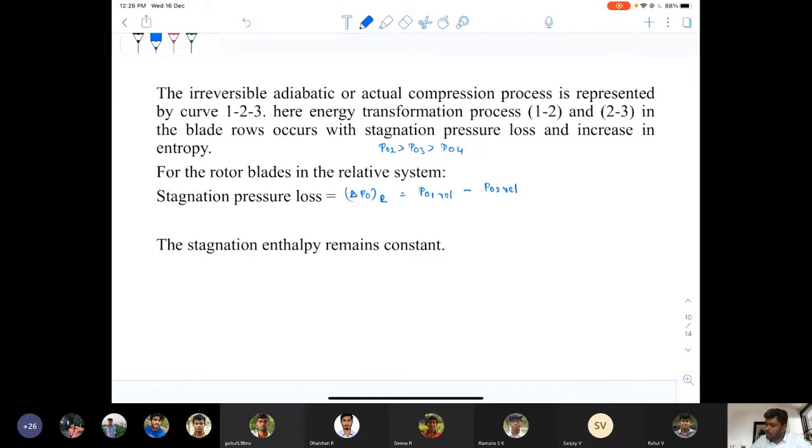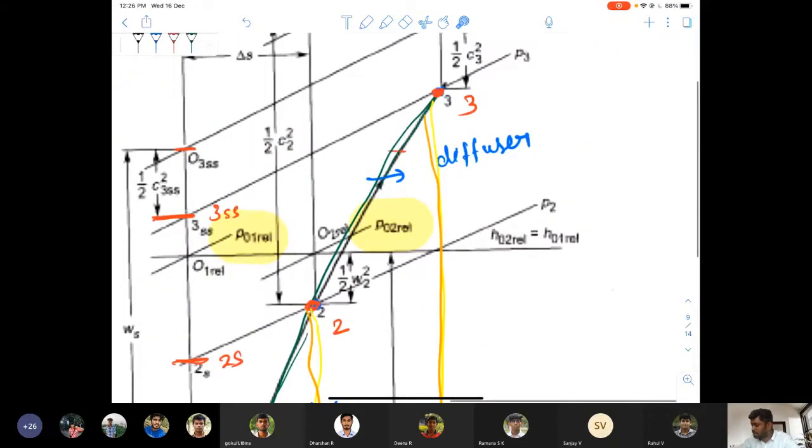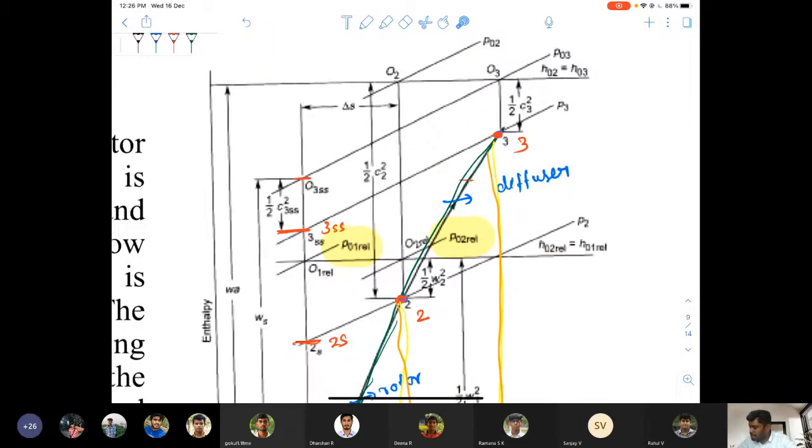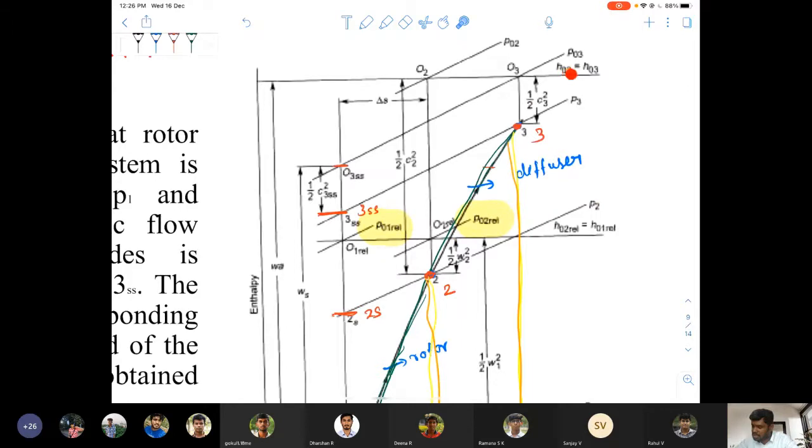Therefore, delta P0 R is equal to P01 relative minus P02 relative. Now, the stagnation enthalpy remains constant. Even though there is a decrease in the stagnation pressure, the enthalpy remains constant. That is, H02 relative is equal to H01 relative. The relative enthalpy remains constant throughout the process, and you can also see H02 is equal to H03. Therefore, H02 relative is equal to H01 relative.